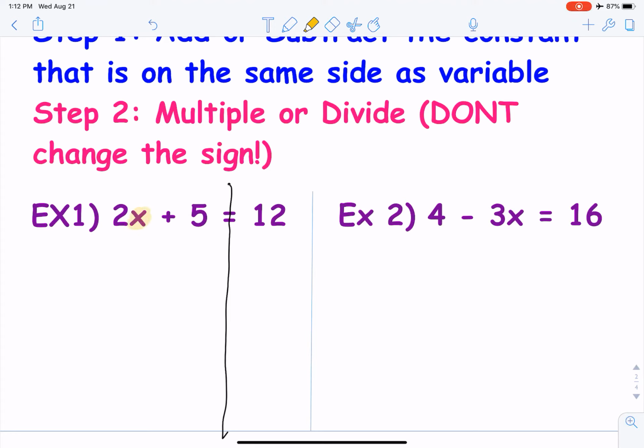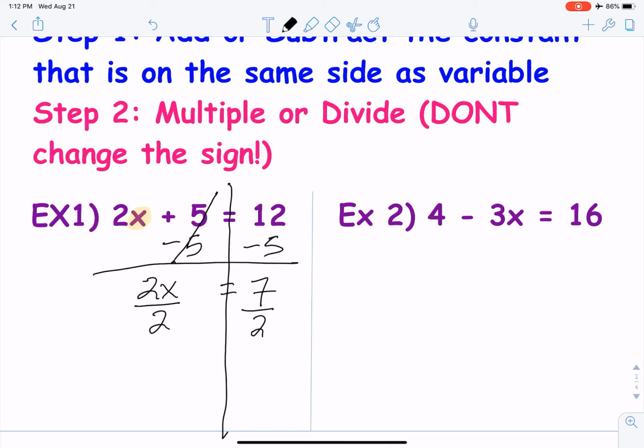I'm solving for x. So the first thing I'm going to do is add or subtract. I have a positive 5, so to do the opposite, I would be subtracting 5 on both sides. So the 2x comes down. Positive 5 minus 5 is 0, so that's gone. Equals 12 minus 5 is 7. Okay, now I multiply or divide. I'm going to divide both sides by 2, since the 2 is multiplying the x. 2 divided by 2 is 1x, or just x, equals 7 over 2, and we can leave it as a fraction like that.